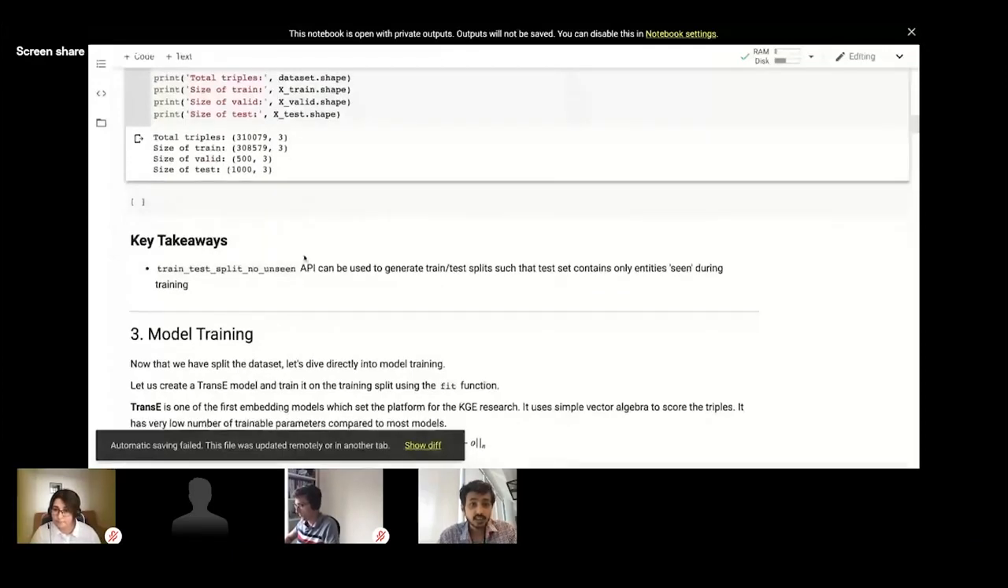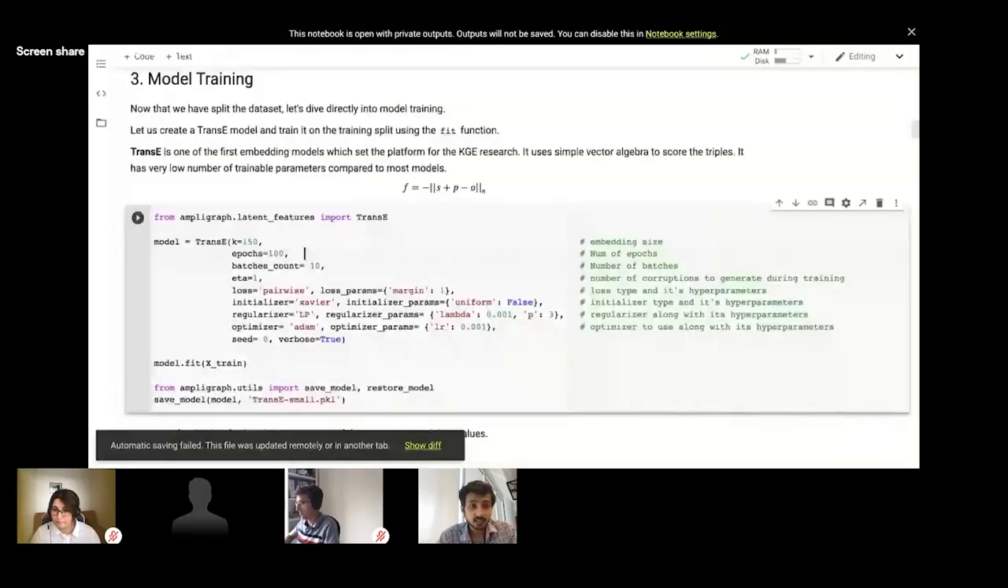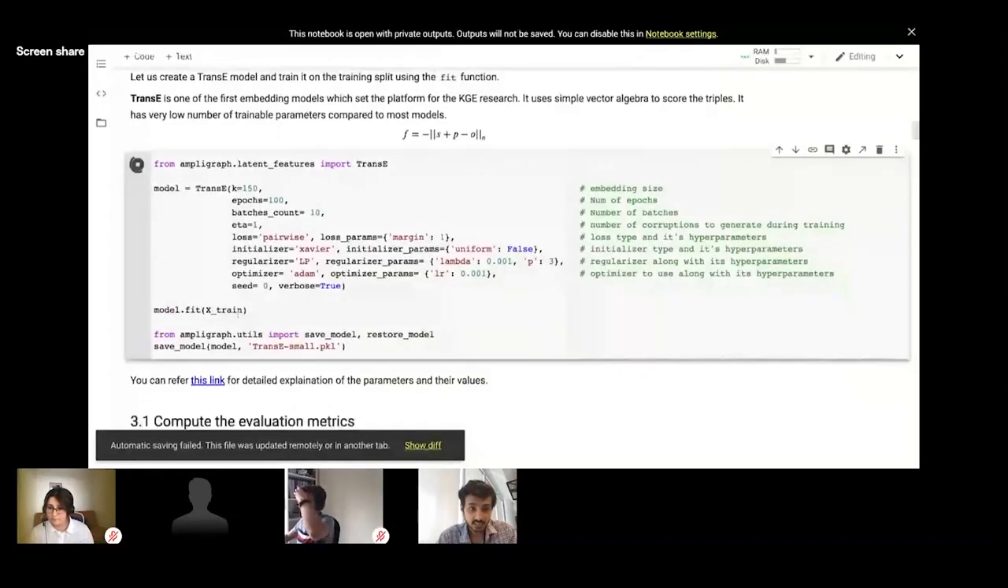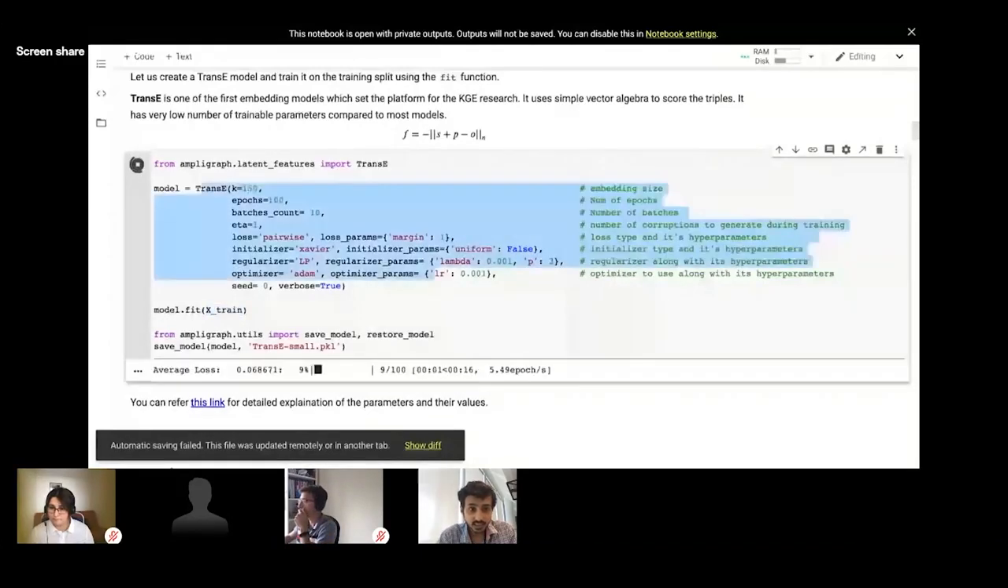Now, as Luca mentioned, one of the earliest and simplest models in the knowledge graph community is the TransE model. So let's use this for our tutorial, and let's train this model with the training set that we created. If you see here, this is our TransE model, and it has a few parameters like k. k specifies the embedding size.